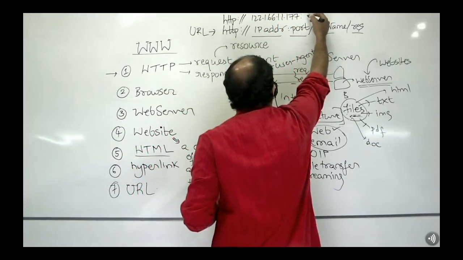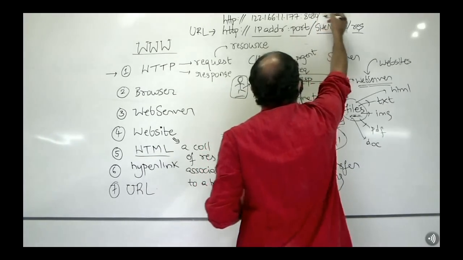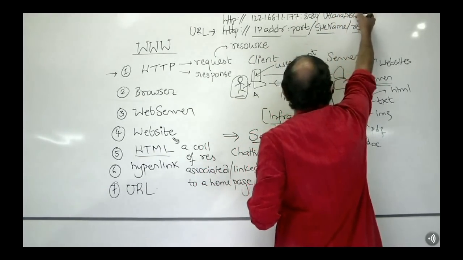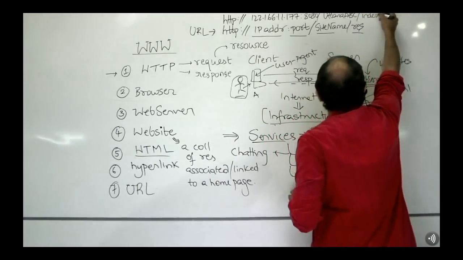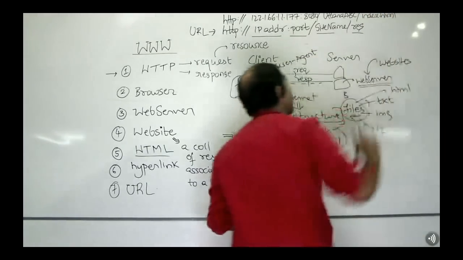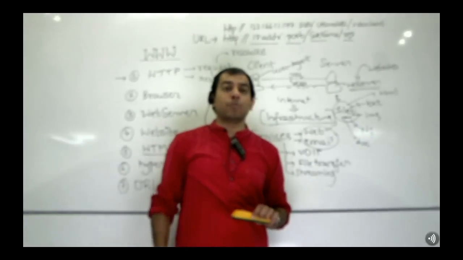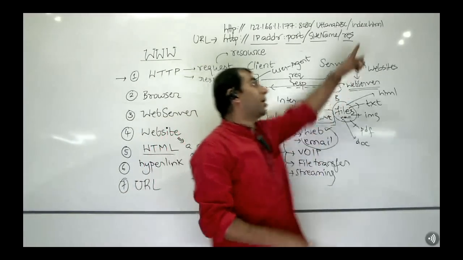What is the port number? 8080. What is the website name? Very good. Uttara ABC / index.html. This is what you need to type in the address bar of a browser, asking the browser to make a request for the home page.